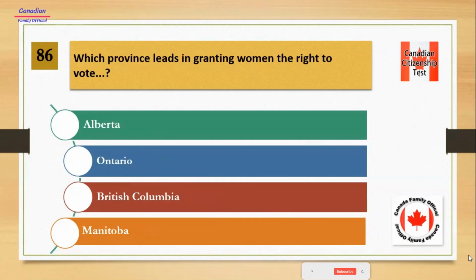Which province leads in granting women the right to vote? Number 1, Alberta. Number 2, Ontario. Number 3, British Columbia. Number 4, Manitoba. And the answer is Manitoba.